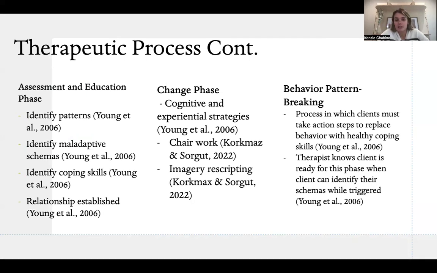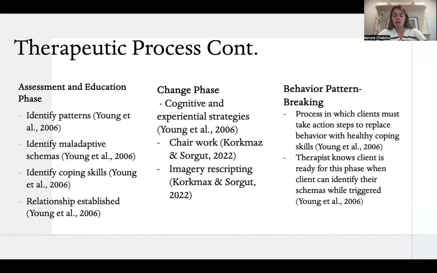So the change phase is where the strategies really come in, the cognitive and experiential strategies. There are 2 that are used a lot in schema therapy, and that is chair work and imagery rescripting. There's a lot of research on both of those, the schema therapy research talks about using both of these, as well as originally in Jeffrey Young's book. These were 2 of the big ones as well.